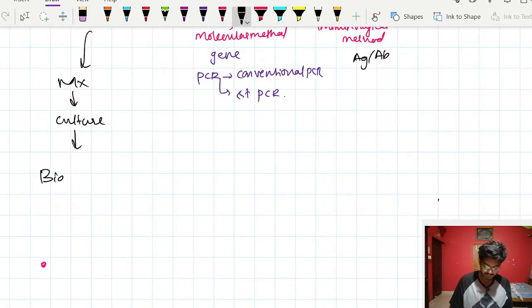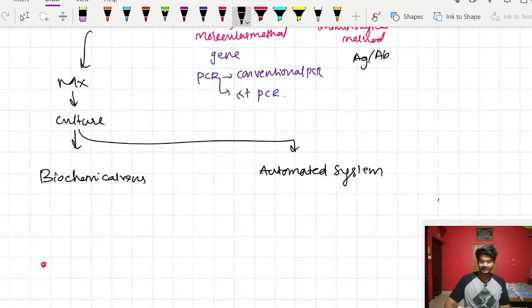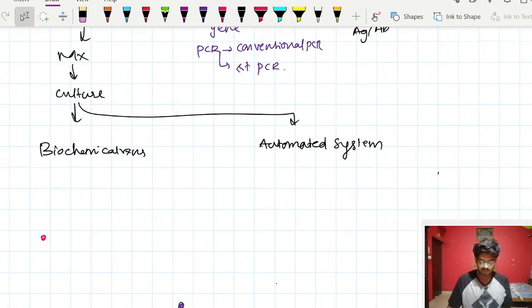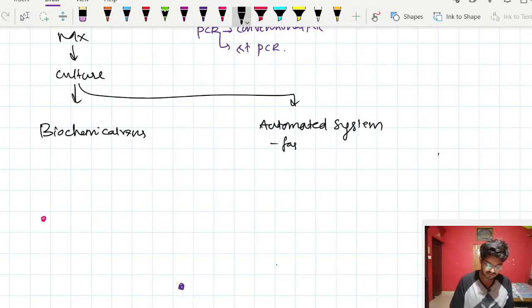In this culture, we do biochemical reactions, or we can also use an automated system. After culture, we do biochemical reactions, or else we detect the pathogen under machines, that is, the automated system. Automated systems are very fast and very precise.